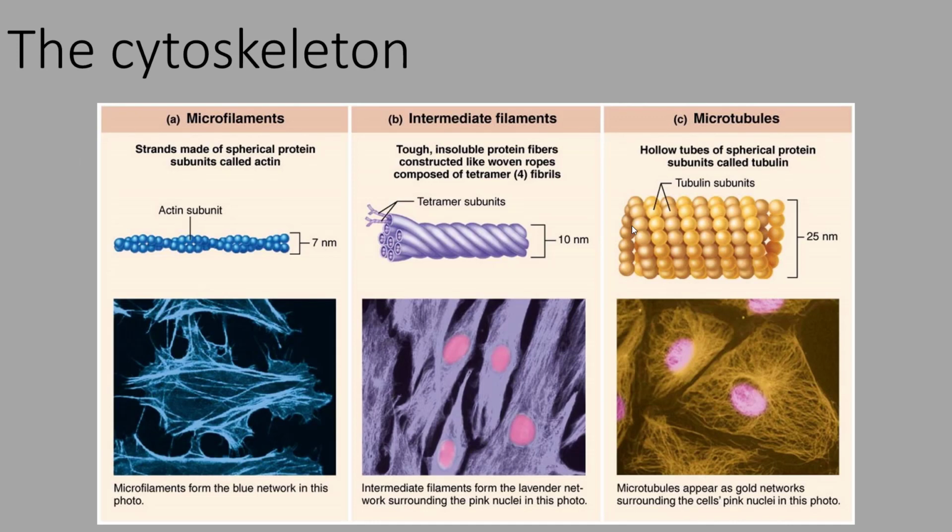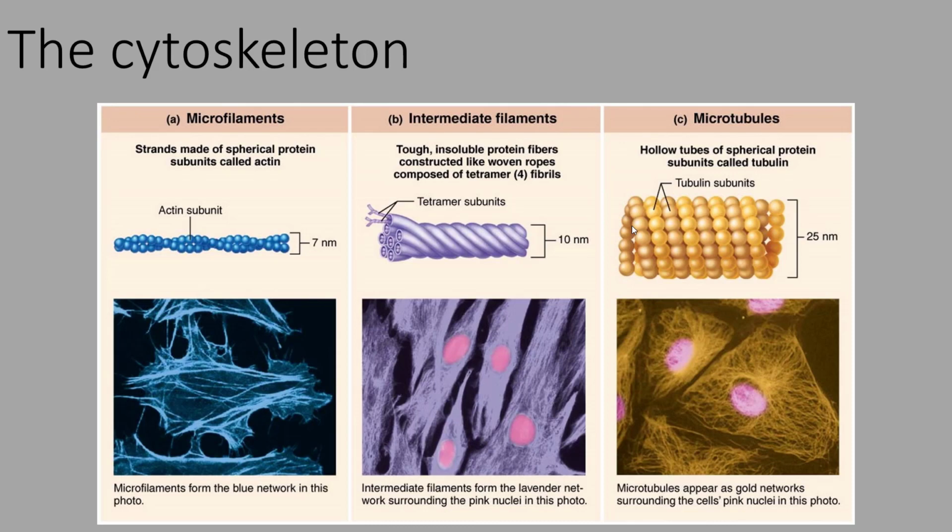Now, the last thing that we're going to look at is something called the cytoskeleton. And the cytoskeleton is exactly what it sounds like. It's the skeleton of the cell. It's the little things that give the cell structure. And there are 3 different categories for cytoskeleton.